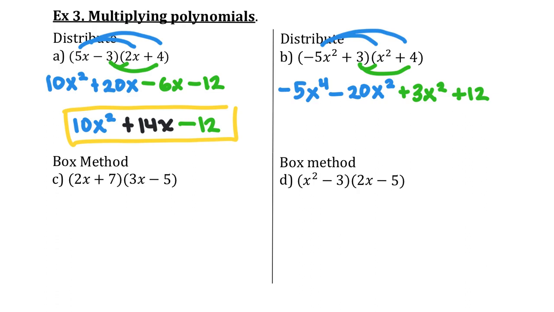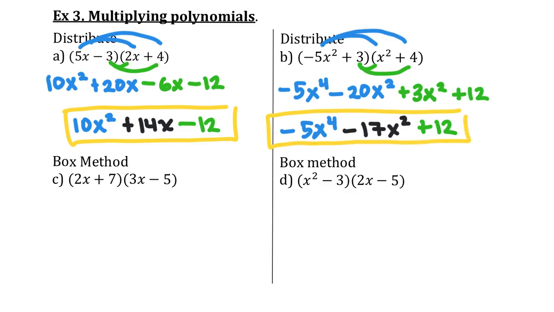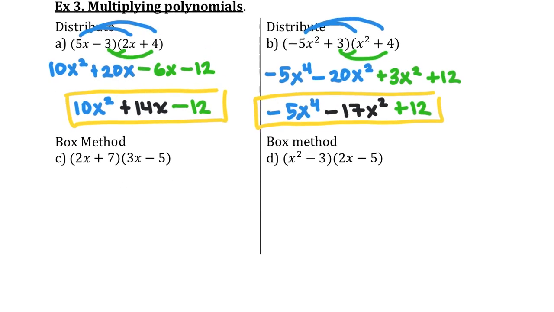Okay, if there's like terms, I'm going to combine them. Okay, negative 20x squared plus 3x squared, those are like terms, so that's going to be negative 17x squared. And since I'm adding, I do not change the exponents. I'm just counting up how many x squareds I have. Okay, this is standard form. It goes from highest degree to lowest degree. Okay, distributing is great. If you prefer the box method, you could also do the box method, okay?